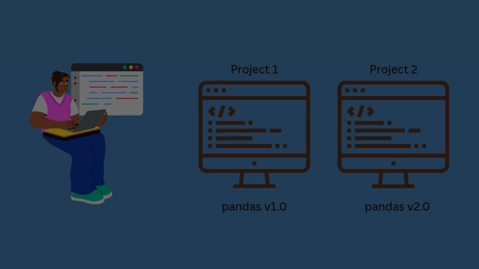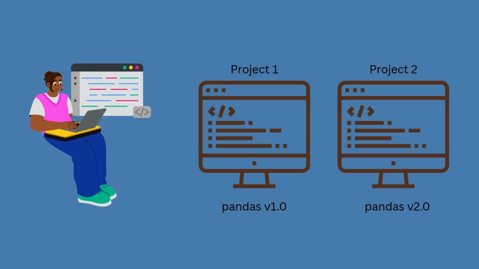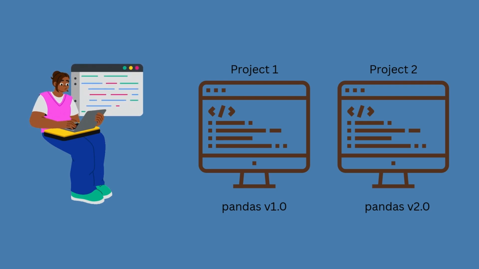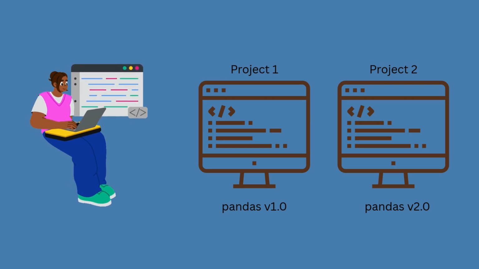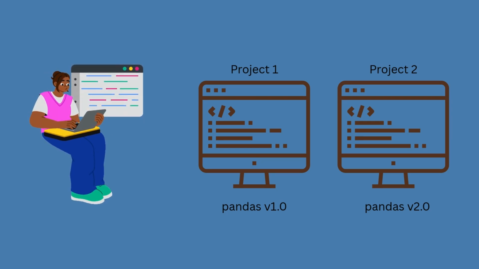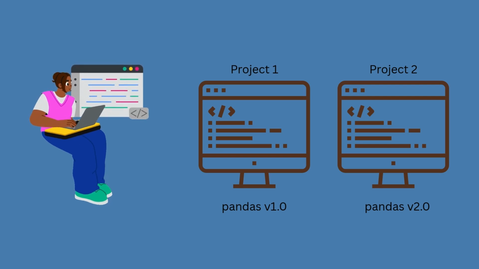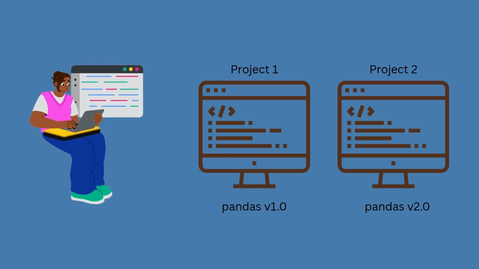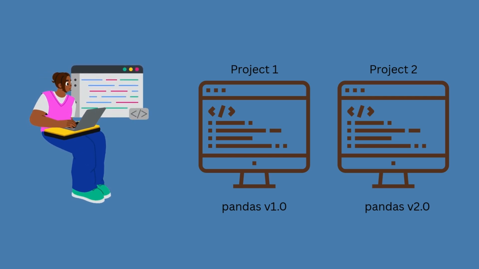Imagine you are working on two projects. Project 1 needs pandas version 1.0, while project 2 needs version 2.0. If you are using your system Python without any isolation, installing one version will override the other and break whichever project needs the older one.